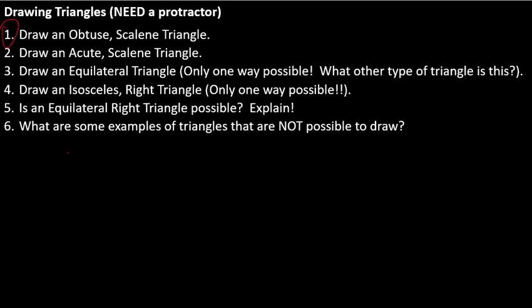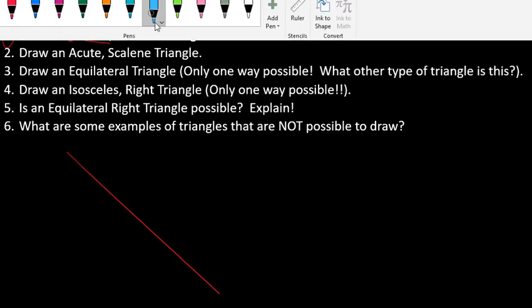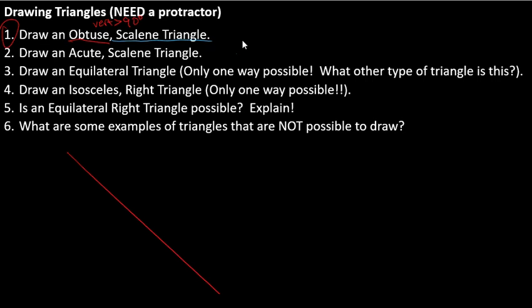So looking at number one, I'll probably only go through number 1 and 2. For number 1, let's say you had an obtuse scalene triangle. What does obtuse mean? You have a vertex that's greater than 90 degrees. And if it's scalene, what does that mean? That means all sides are different lengths.